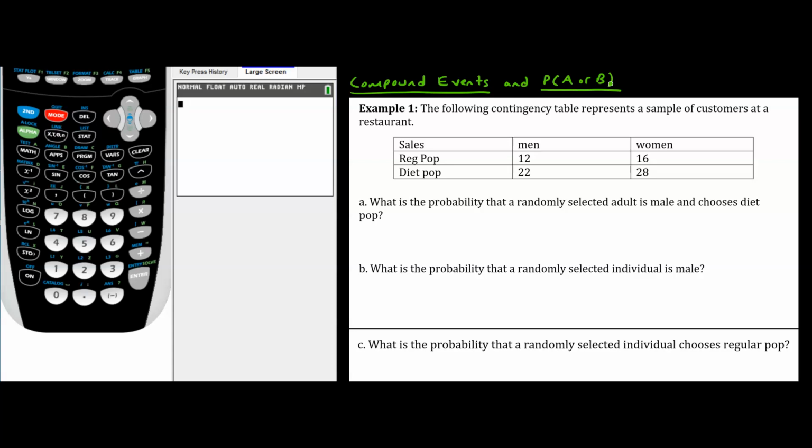Now, the best part about these compound events and the probability of one event or another is that a lot of times we actually have the ability to reason through these problems. So as we look at example 1, you'll see exactly what I'm talking about.